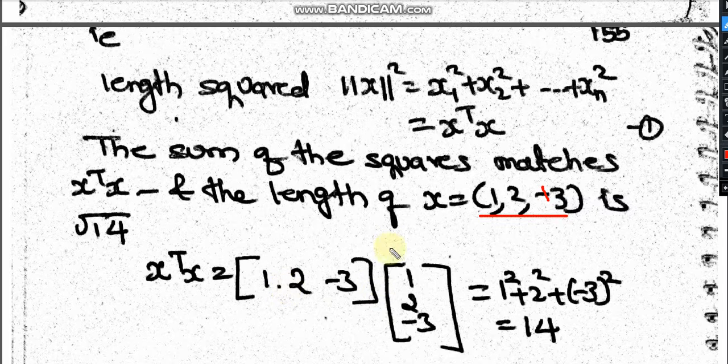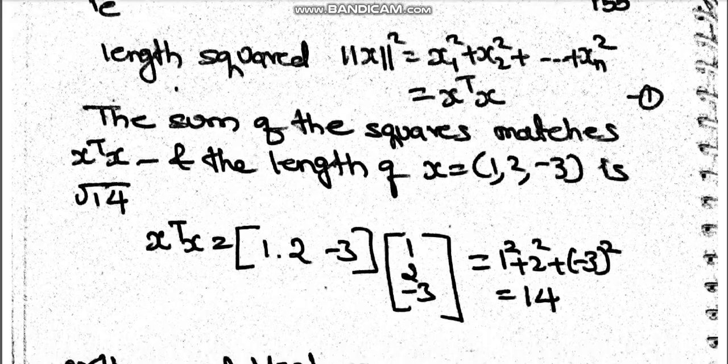So here, if you just look, what will be the length? You just multiply 1 into 1, 2 into 2, and minus 3 into minus 3. That is nothing but the square of this and the square of this, taking a sum all together. So in terms of vectors, I can represent it as x transpose multiplied with x. So you get the same product. You can define the length of a vector in terms of two vectors: one is the transpose itself and the vector.